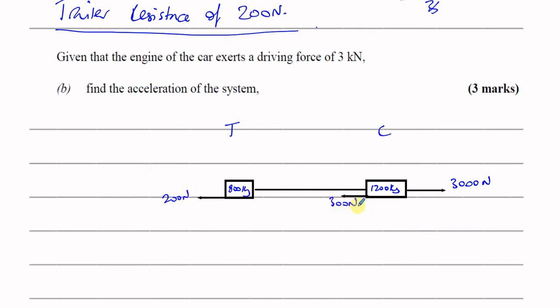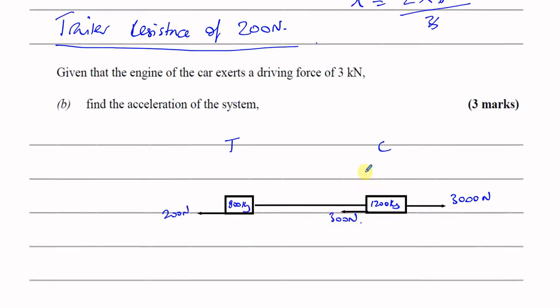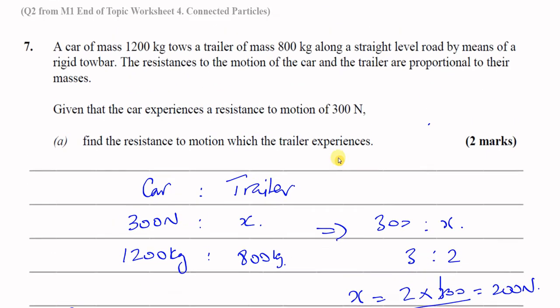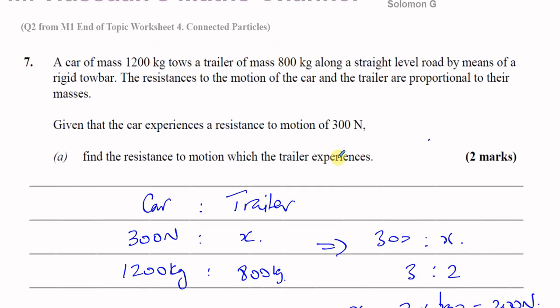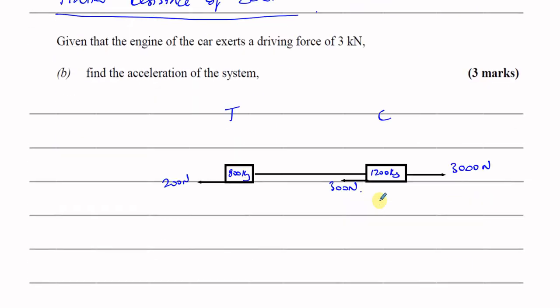What else do we have? That's it basically. Of course we have the tension in the tow bar. This is being pulled this way, and this is having an effect of slowing down the car as it's pulling it. So the tension in the tow bar is acting in this direction. This is the trailer, and this is the car.